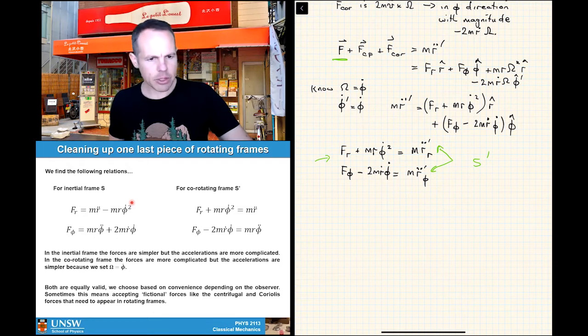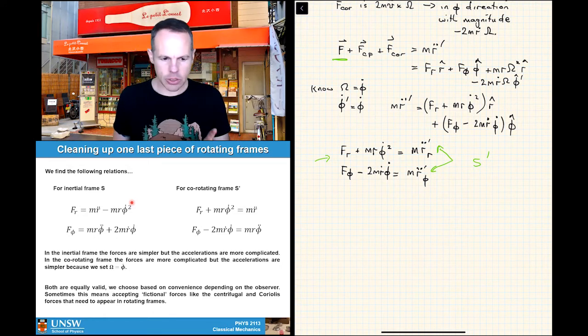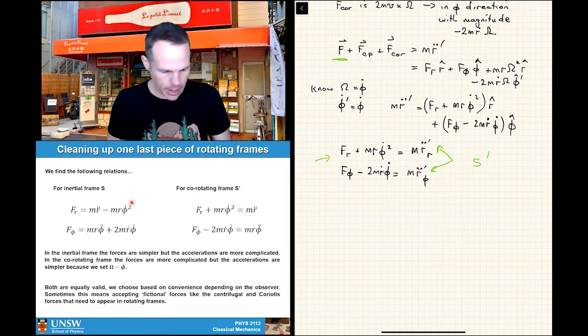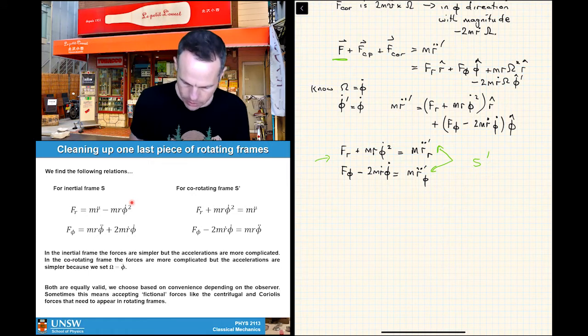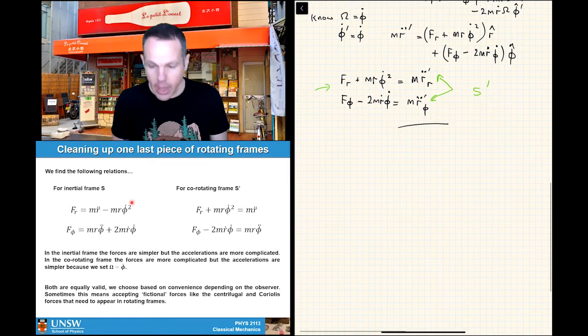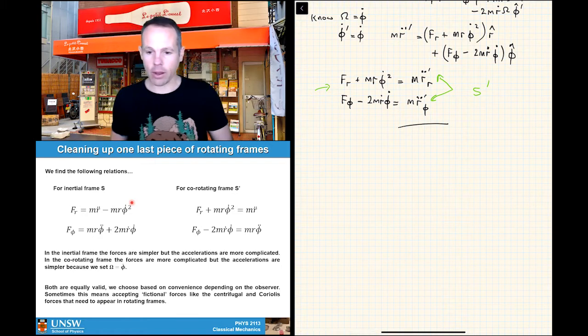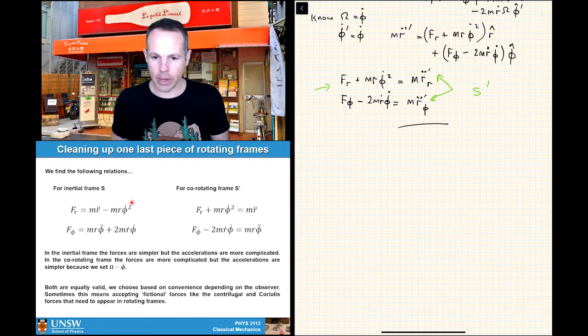So that's pretty much where I wanted to finish off with rotating frames, just tying those two ideas together into one package, and to show that we can get them without relying on that vector relationship that we had in the last lecture. Although in the end, that's a consistent part of the maths we're doing here as well.